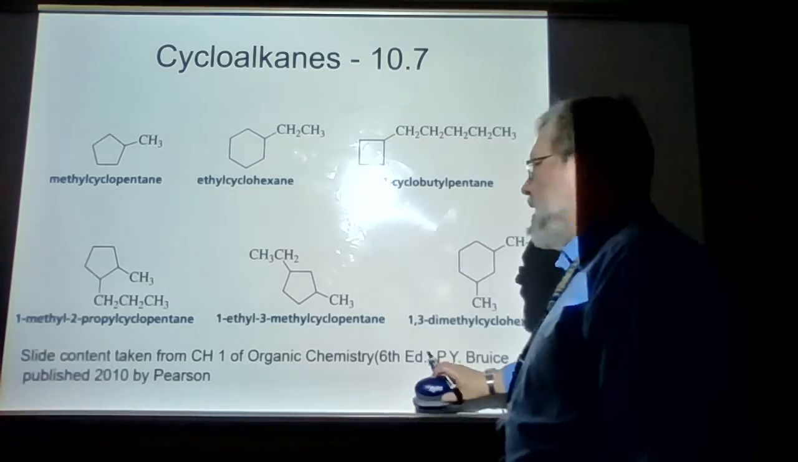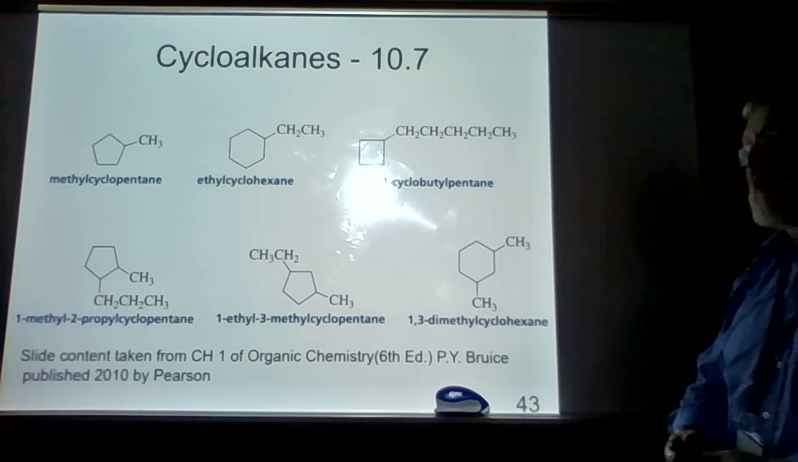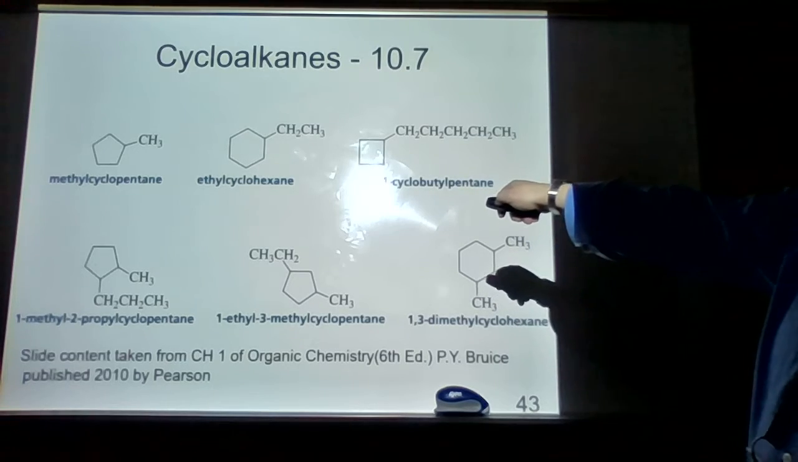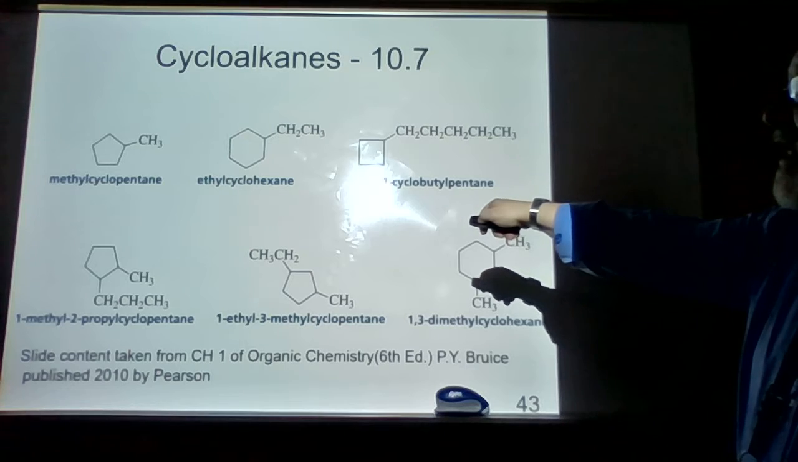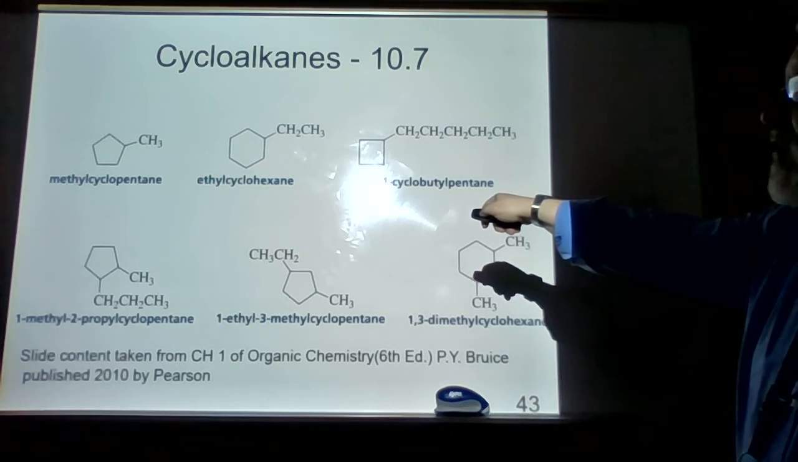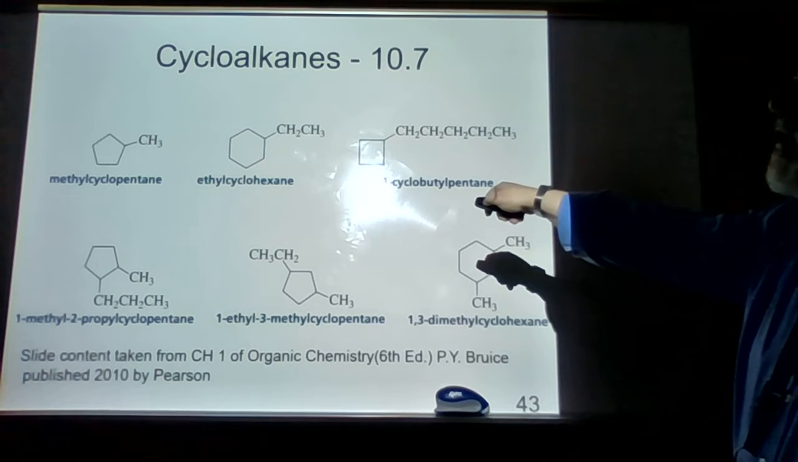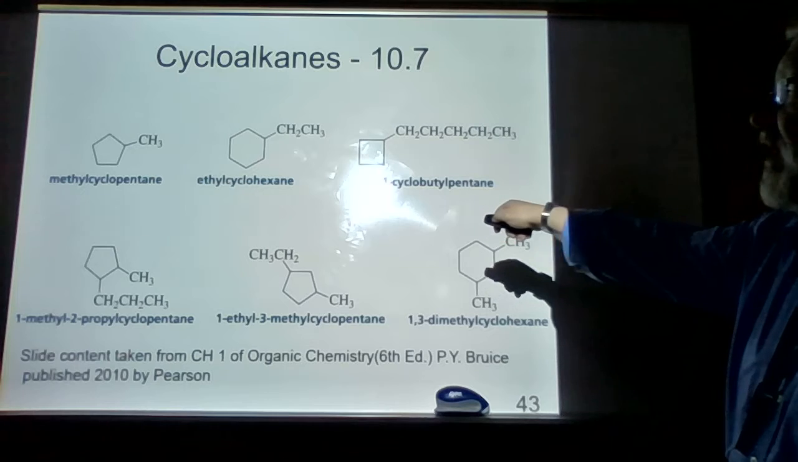Here are some other examples of substituted cycloalkanes. Methylcyclopentane. Five carbons in the ring, cyclic, so it is cyclopentane, all carbon-carbon single bonds. We have a single carbon fragment. That's a meth, as a substituent. It's a methyl, so methylcyclopentane.